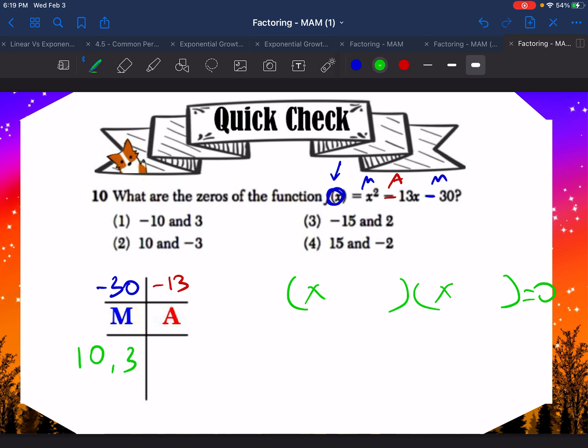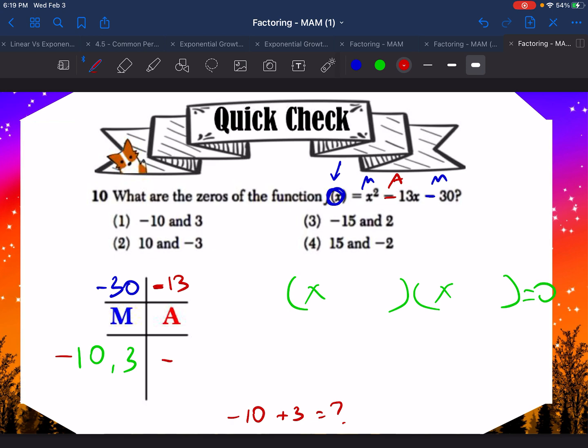Now 10 times 3 is positive 30. I want to multiply to negative 30. What should I do to my terms, like the signs? What should the signs be to multiply to a negative number? The signs of these have to be different. So I want to pick one, make it negative. I know I want to add to a negative number, so the bigger one should be negative. What is negative 10 plus 3?